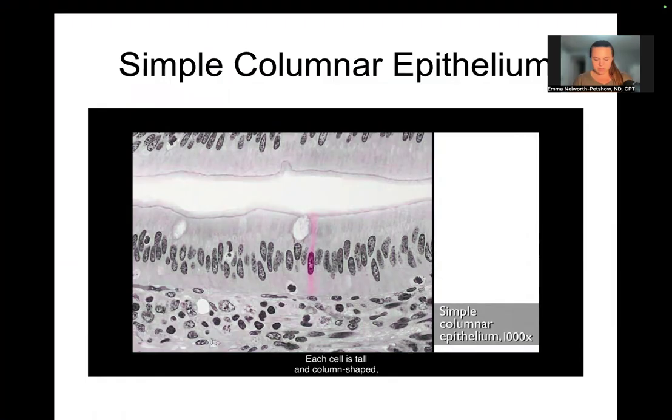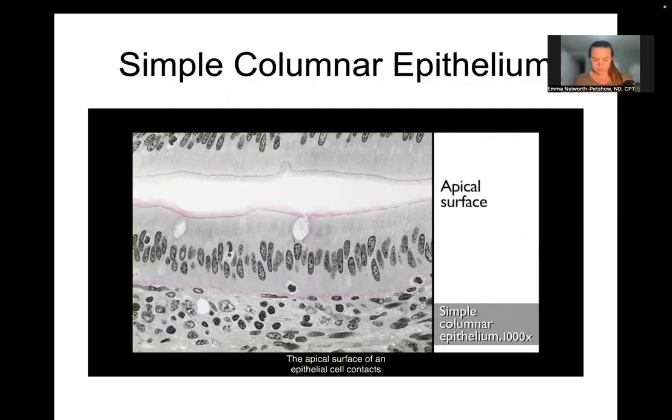Each cell is tall and column-shaped and may contain an elongated nucleus. The cells form a single row where the neighboring cells attach to each other.